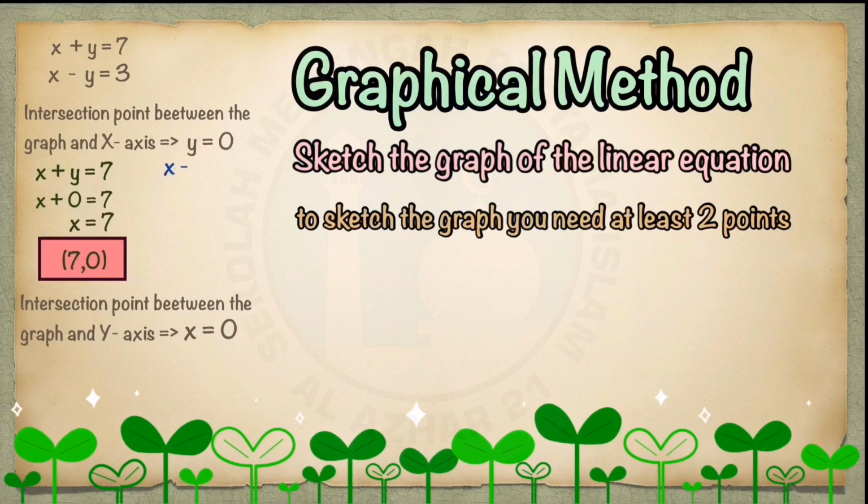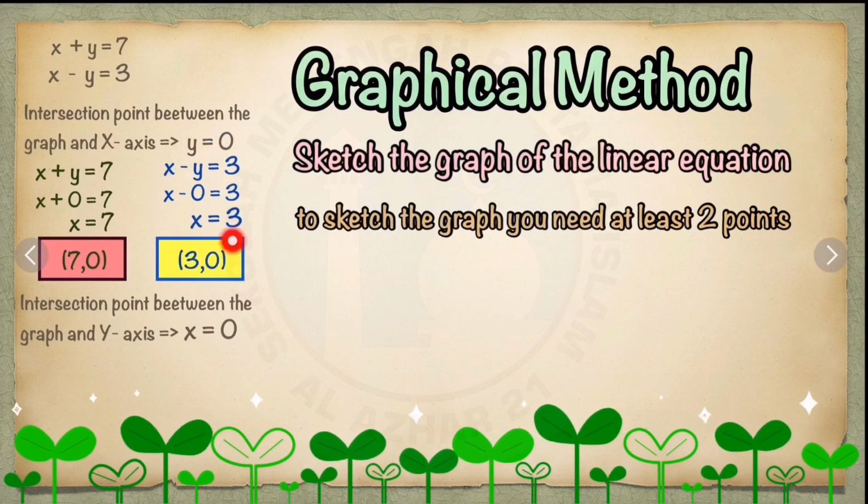Will be x minus y equals 3. So x minus 0 equals 3. So the value of x is 3. The value of y is 0. So the point is (3, 0).